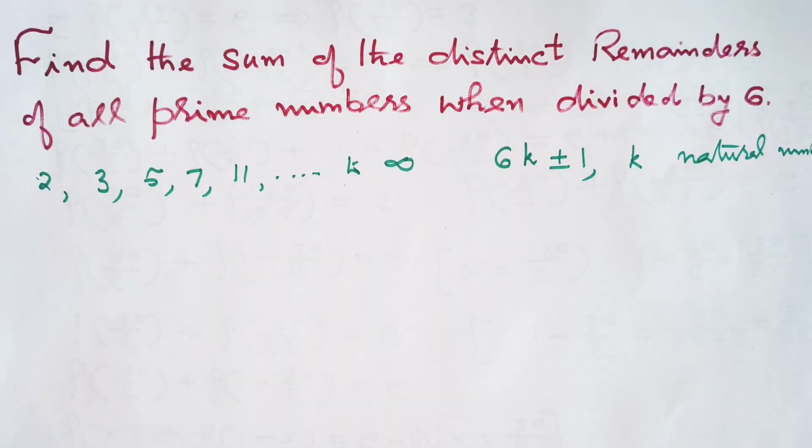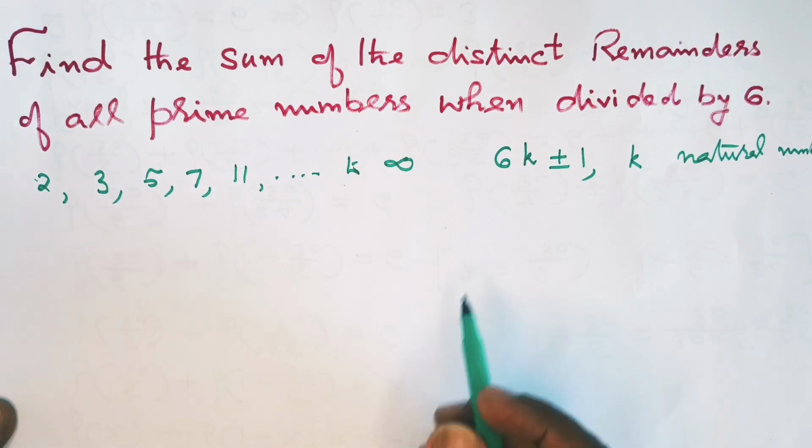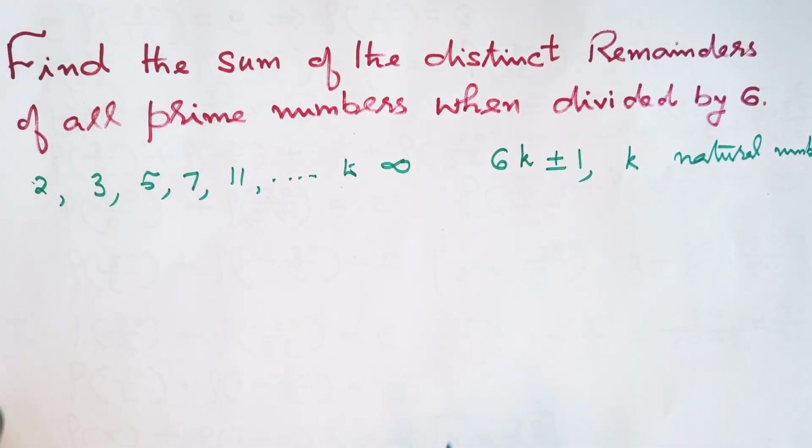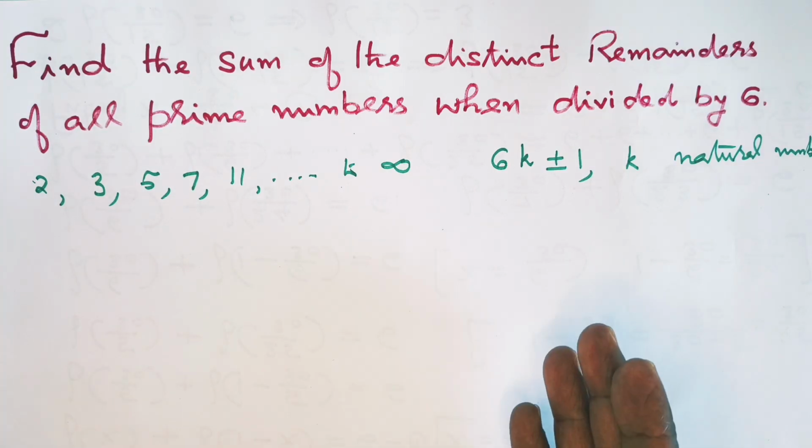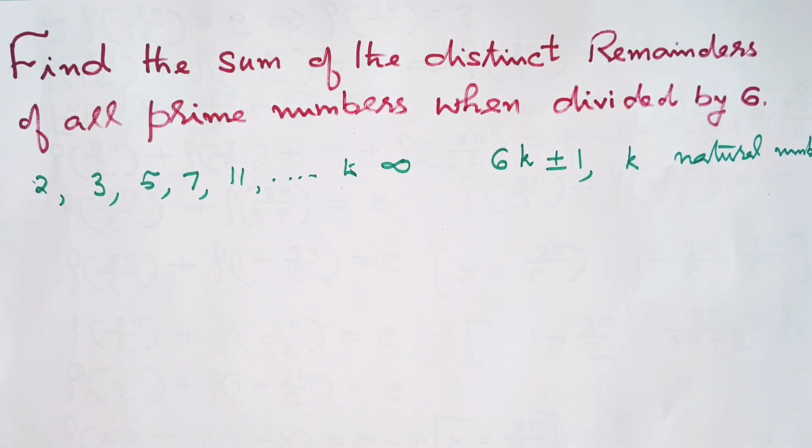That does not mean any number expressible in the form 6k plus or minus 1 is necessarily a prime number. If this were true, then this would be the formula to find out all the primes. But as of now, there is no formula. That's why the reverse, or the converse, is not true. I'll give you a few examples to illustrate this point.